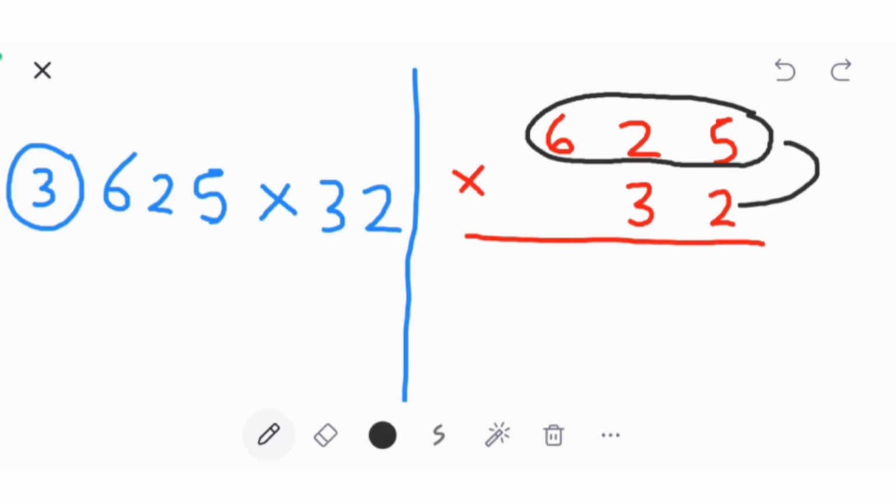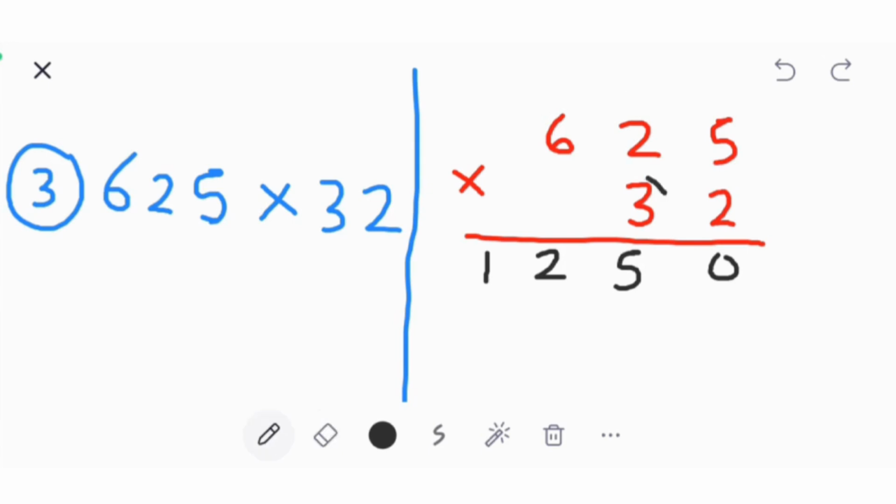First, 2 will visit 5. You do 2 times 5. That gives you 10. You write down 0. You put 1 here on top of 2. 2 will visit 2. That gives you 2 times 2, which is 4. 4 plus this 1 at the top, you have 5. Then 2 visits 6. You do 2 times 6, which is 12. You write down the full 12 because 2 has visited all the numbers at the top.